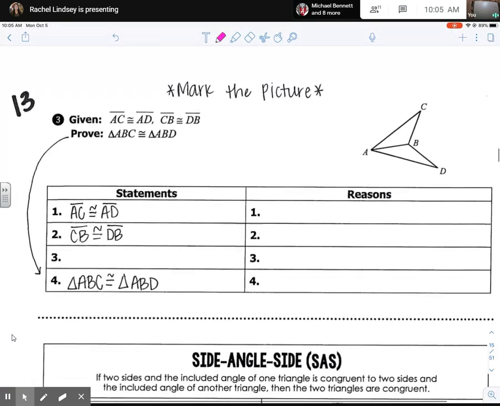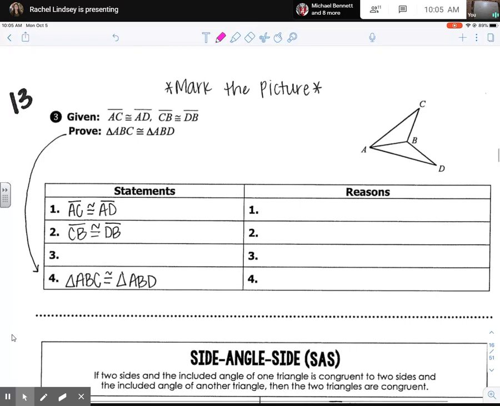Okay. Page 13, number 3. So it tells me AC is congruent to AD. I'm going to go mark that. AC congruent to AD. Marks that. So that would be my first statement. How do I know that's true? Because they gave it to me, right? So I can write, I know that's true because it's given.